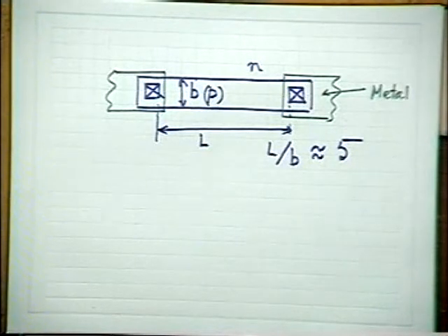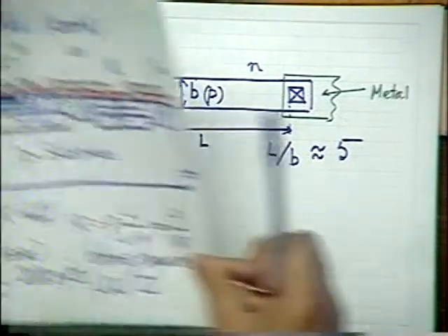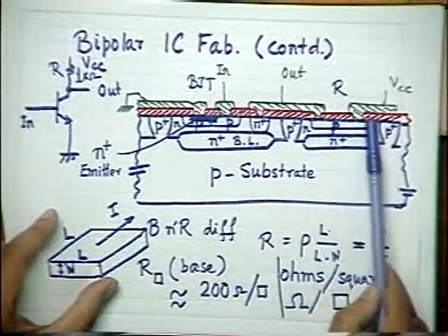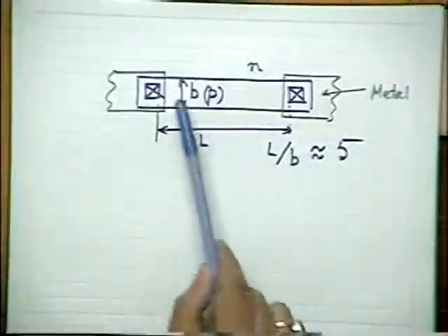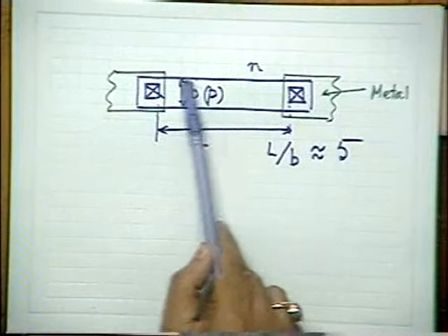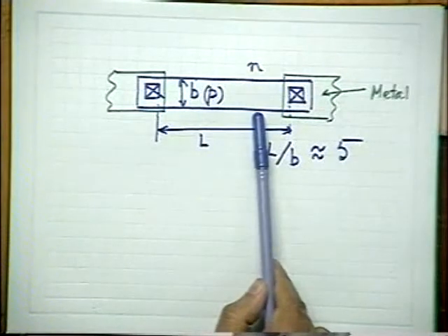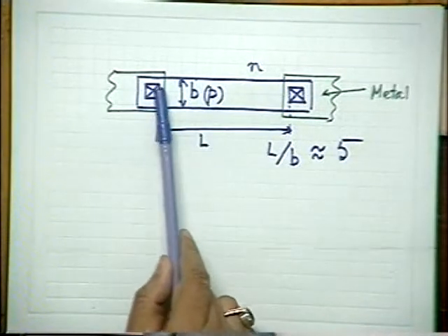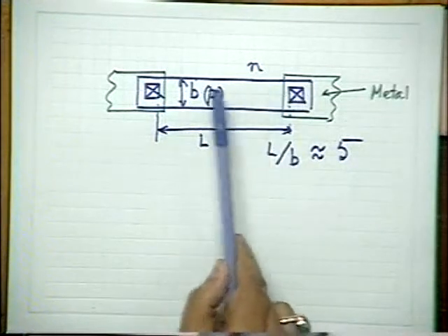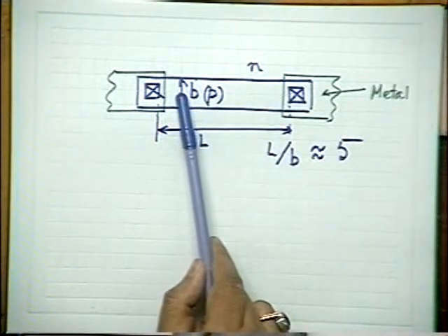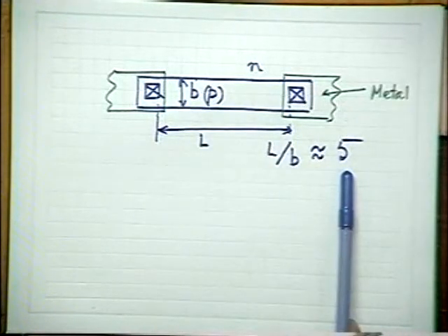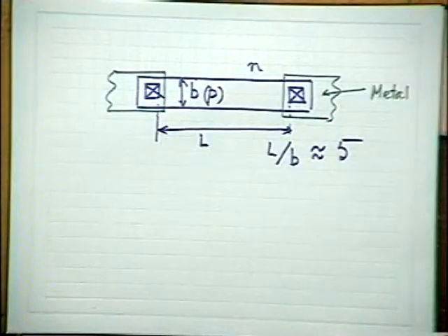So what we have done, you see that this particular base diffusion region has been shaped like this, in such a way that the effective length to width ratio is approximately 5. Approximately, it depends on the design. So that if the base sheet resistance is 200 ohms per square, the resistance offered by this resistor will be 1 kilo ohm.